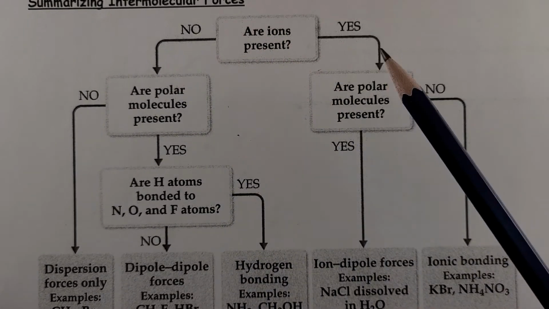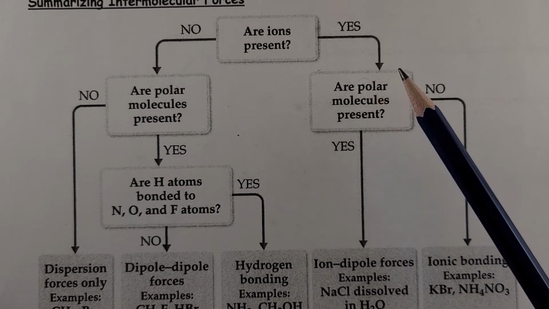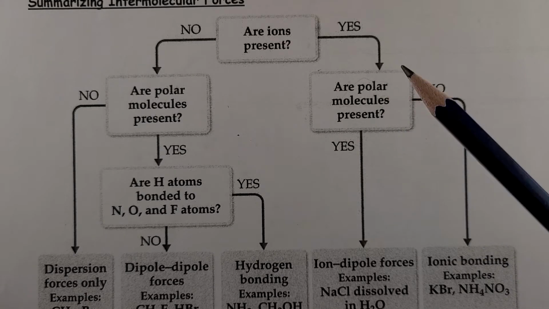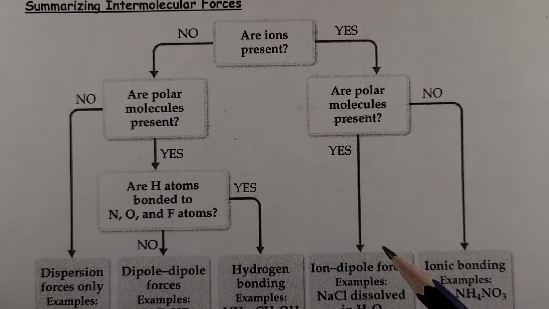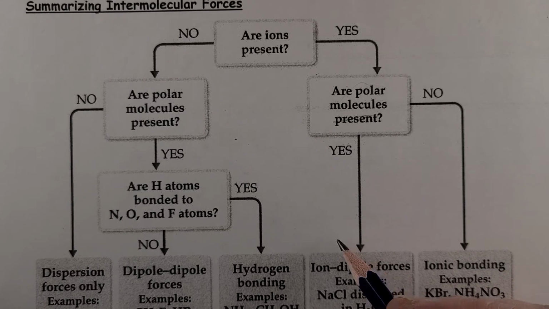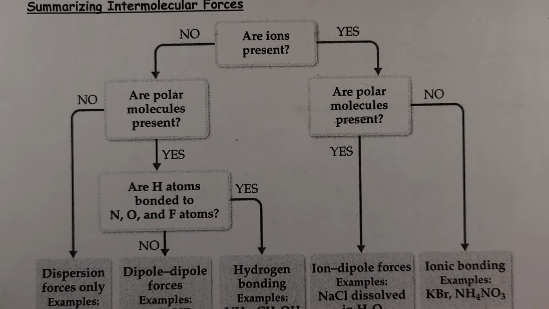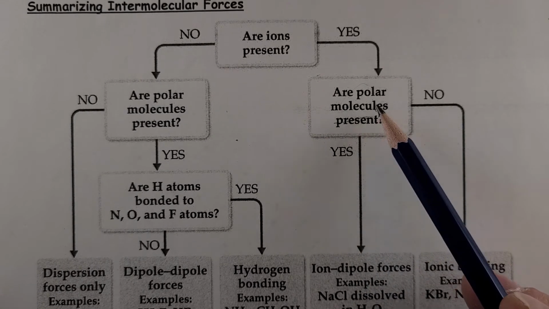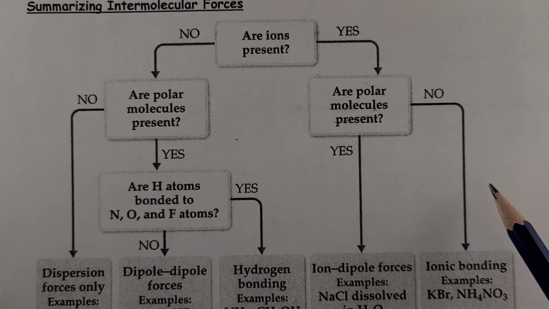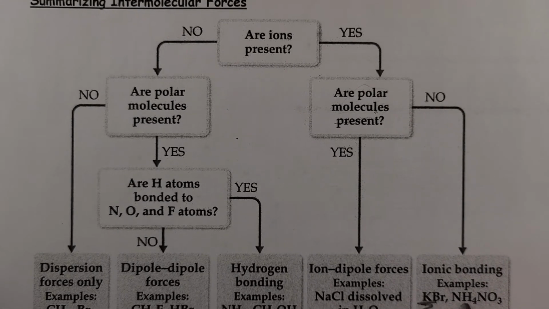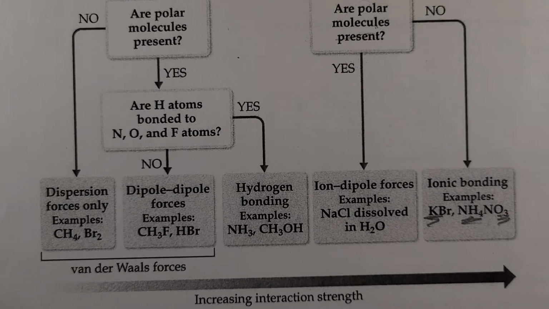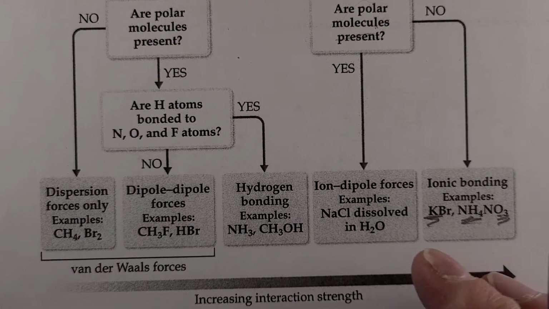If we do, are they polar molecules? Then it could be ion dipole. So ions attracted to neighboring water molecules. If they aren't molecules, then we're talking about sodium chloride, calcium chloride. So any ionic solid that will have ionic bonding, and that's considered pretty strong.